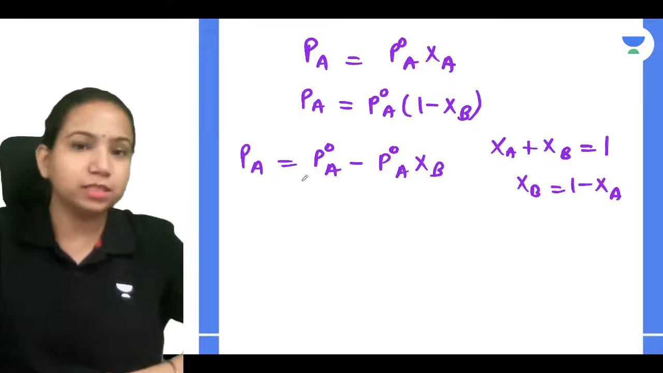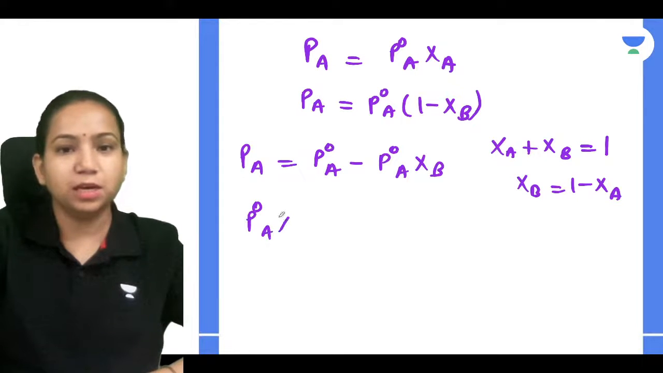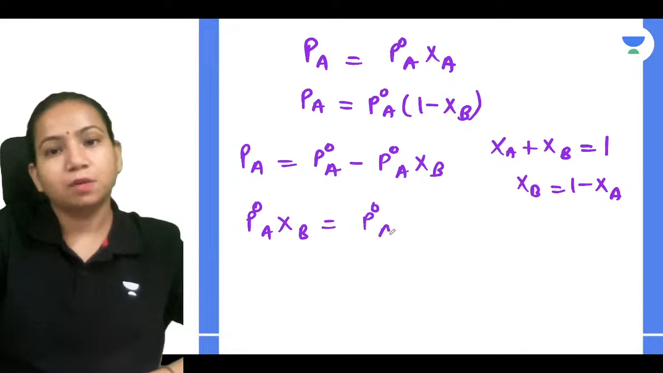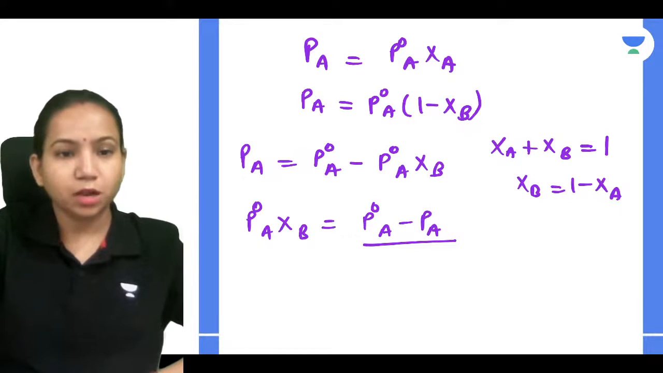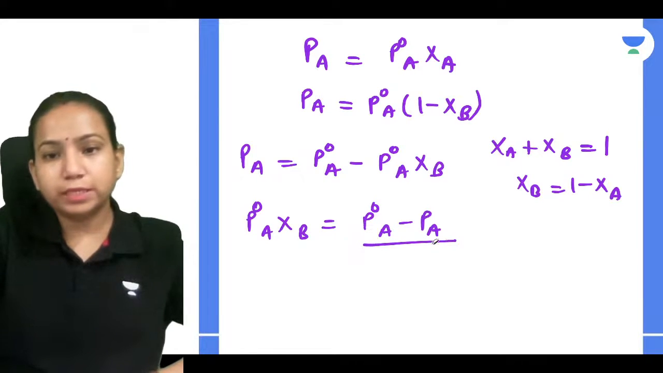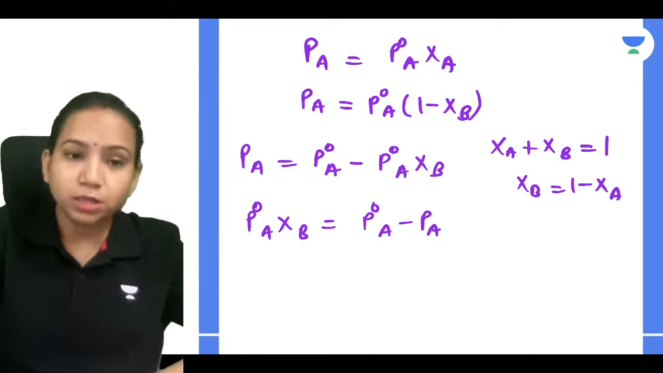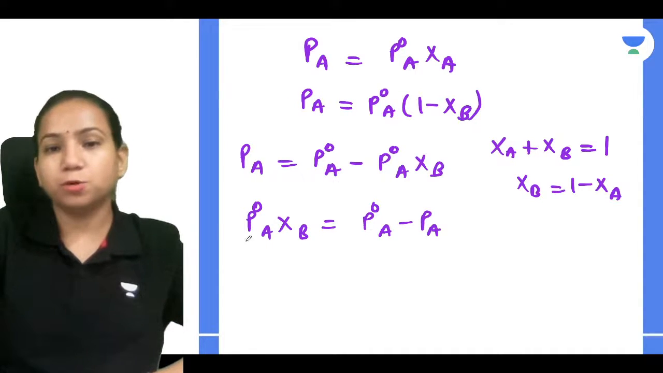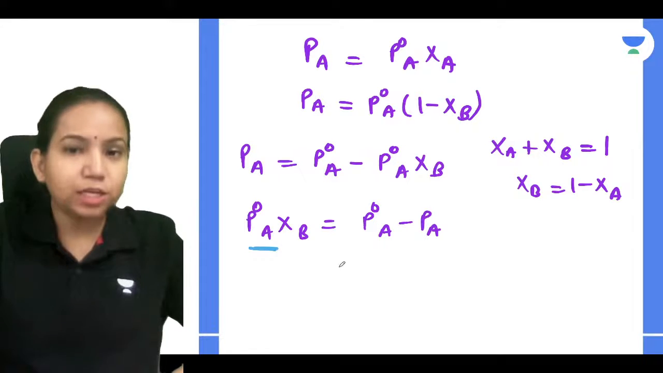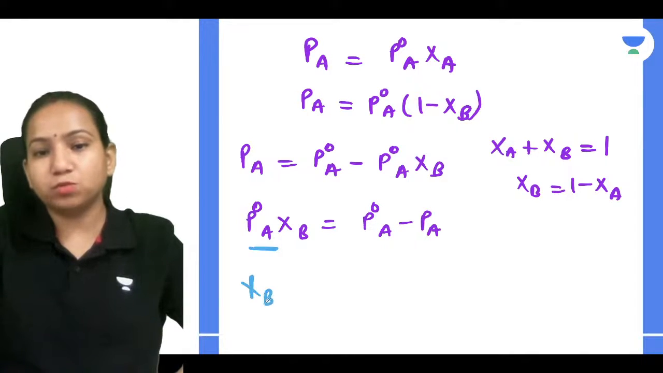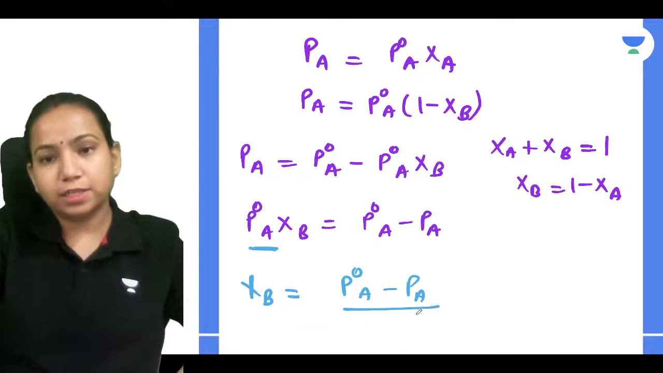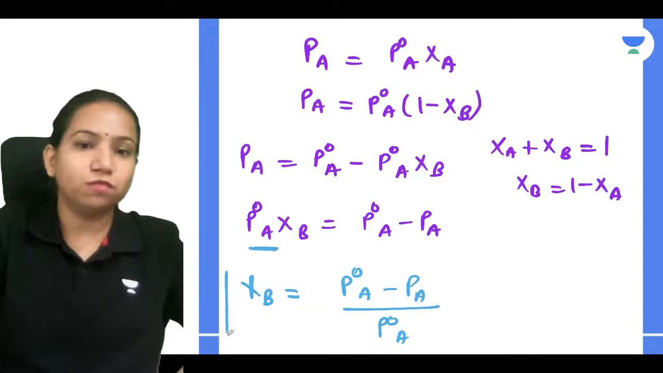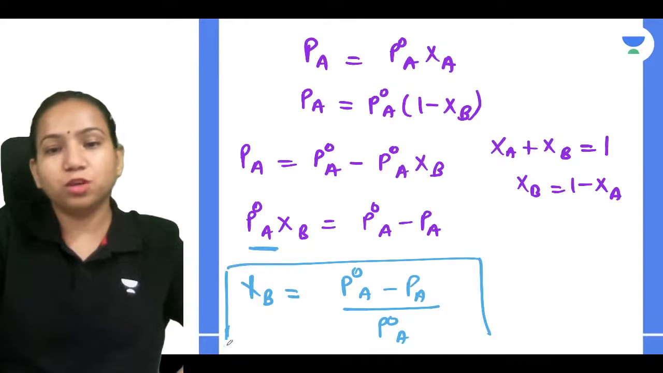Now I'll be taking this to the other side, that is, P naught A XB is equal to P naught A minus PA. If you keep XB on this side and take P naught A to the opposite side, here it is in multiplication, so if it goes to the other side it will become division. So XB will be equal to P naught A minus PA divided by P naught A. So this is the formula for the relative lowering of vapor pressure, guys.